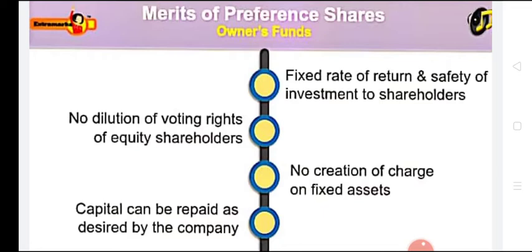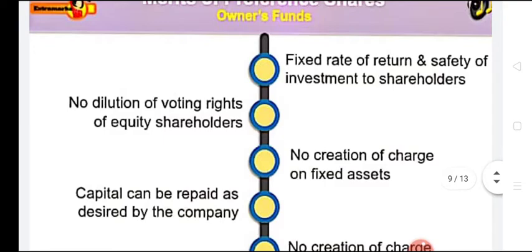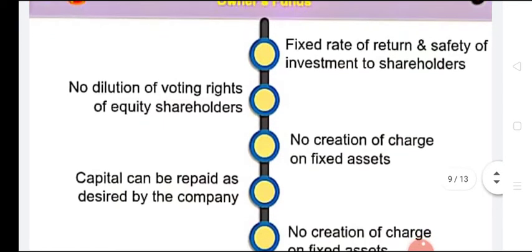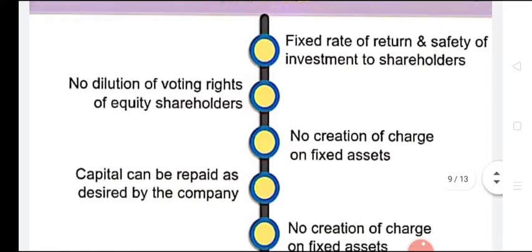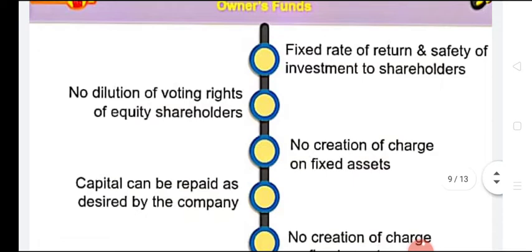They carry a fixed rate of return and safety of investment to the shareholders. Ownership rights are not diluted. They are not required to participate in the management of the company. So control is not diluted, and voting rights of equity shareholders do not decrease. And moreover, there is no creation of charge on fixed assets. Just like if required, we take a loan from the bank, and the bank requires many collaterals and documentation. But if the company raises money through preference shareholders, it is not required to create any charge on the fixed assets.